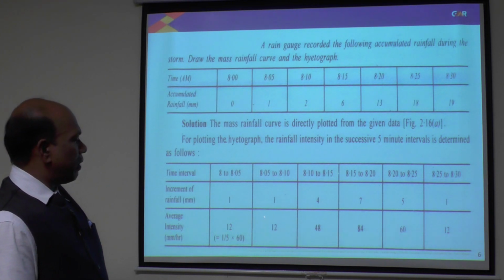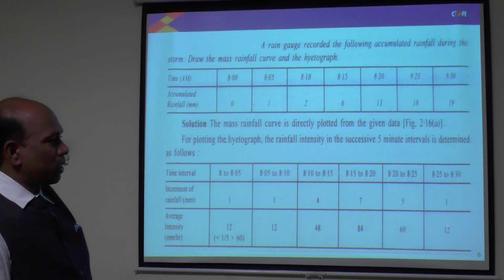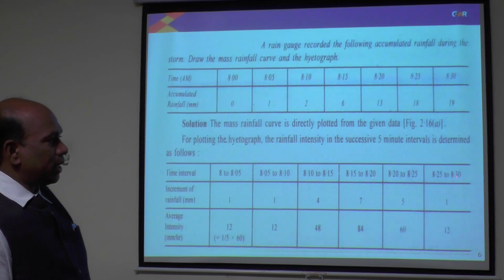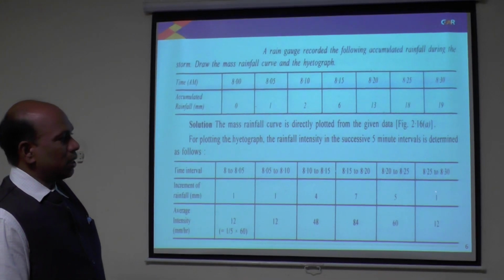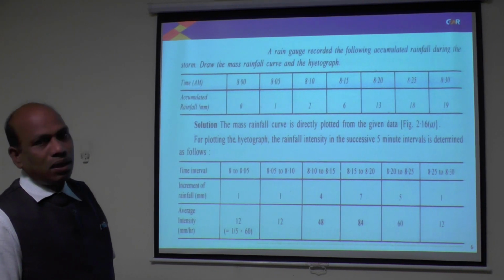In this 5 minute interval, the intensity of rainfall is 12 mm per hour. For 5 to 10, the average intensity of rainfall is 12 mm per hour. The average rainfall intensity from 8:10 to 8:15 is 48 mm per hour, and then 84 mm per hour, 60 mm per hour, and the last span, that is 8:25 to 8:30, within the 5 minute span the average rainfall intensity is equal to 12 mm per hour.